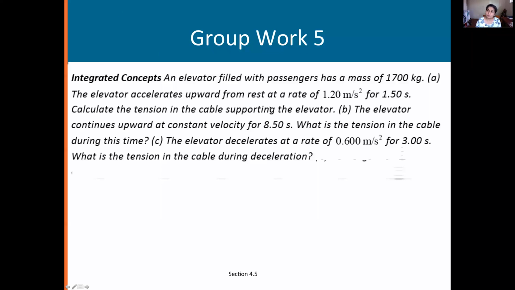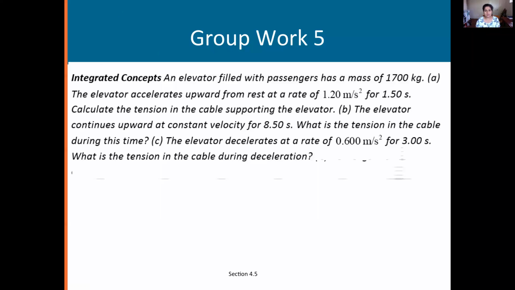Group work 5, problem based on this chapter. Let's read it. An elevator filled with passengers has a mass of 1700 kilograms. Part A, the elevator accelerates upward from rest at a rate of 1.2 meters per second squared for 1.5 seconds. Calculate the tension in the cable supporting the elevator.